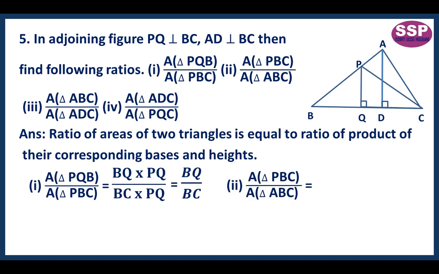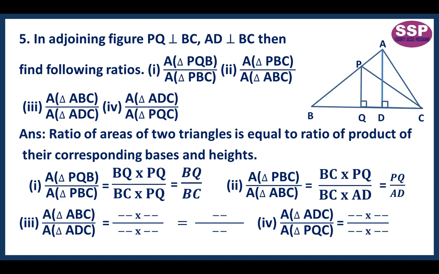In the second problem we have to find out the ratio of area of triangle PBC and area of triangle ABC. Therefore in numerator we have to write product of base and height of triangle PBC, that is BC multiplied by PQ, and in the denominator we have to write the product of base BC and height AD of triangle ABC. BC get cancelled, we will get PQ upon AD. The remaining problems you can solve it.